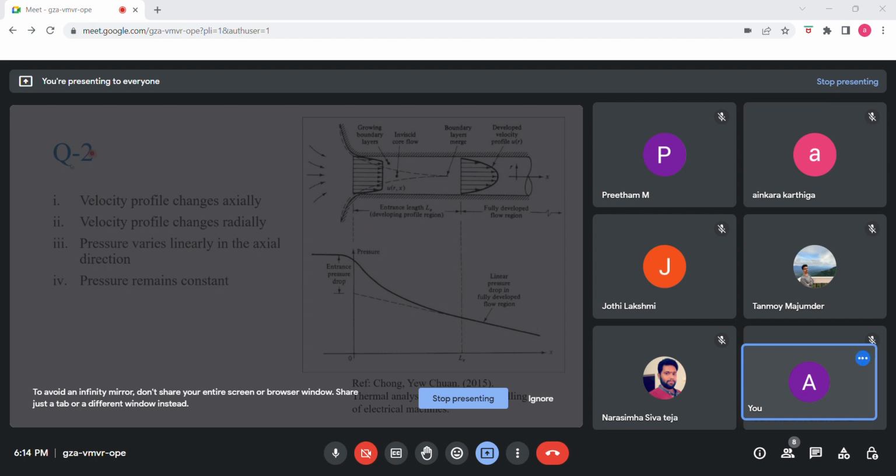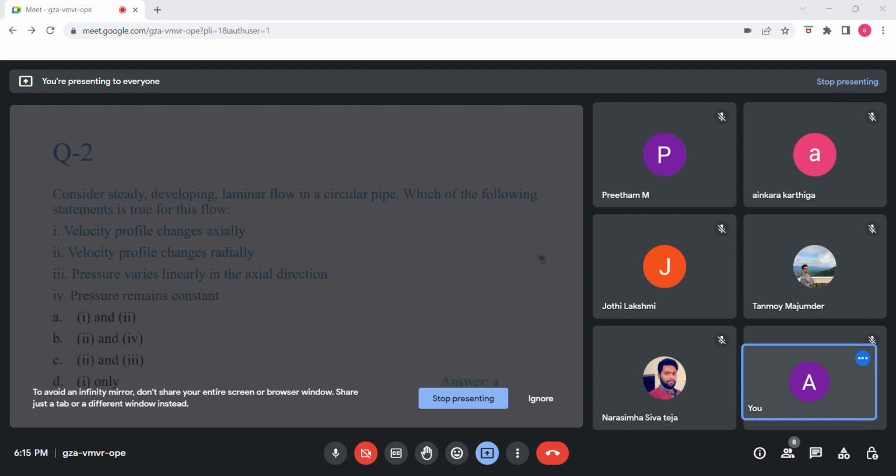So these were the 4 options that were given in this question. From the profile, we can see that velocity profile changes axially. This one is true. Velocity profile changes radially. This one is also true. Whereas pressure varies linearly in the axial direction. This is false. Before fully developed flow, it does not vary linearly. Pressure is also not constant in this flow system. So the answer is option A, which is statements 1 and 2 are right.